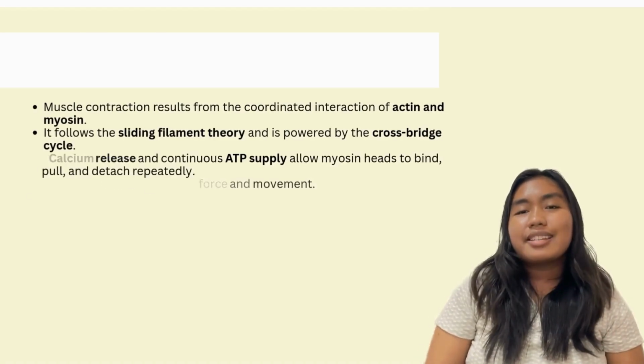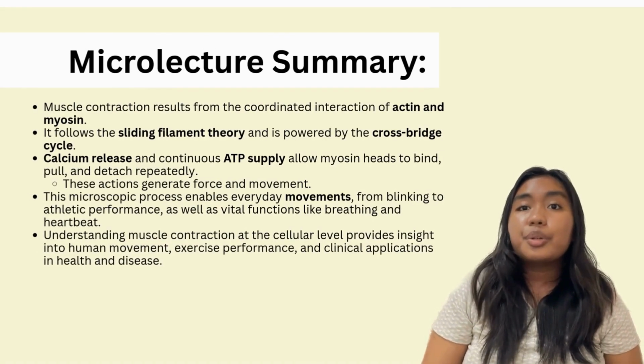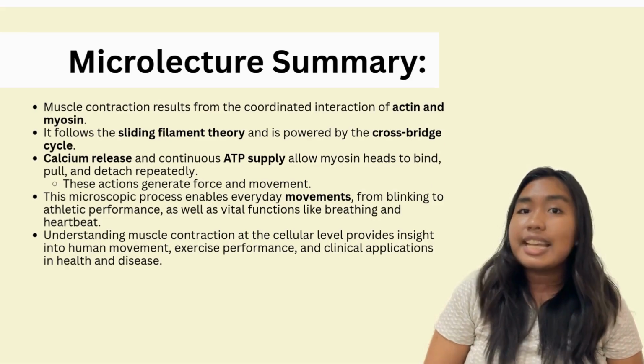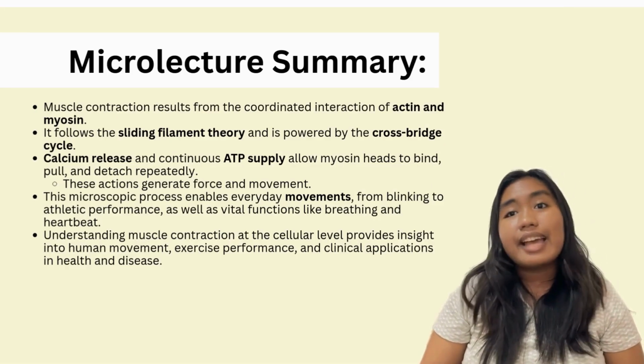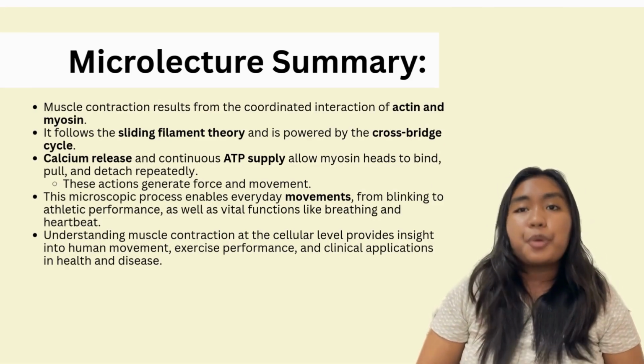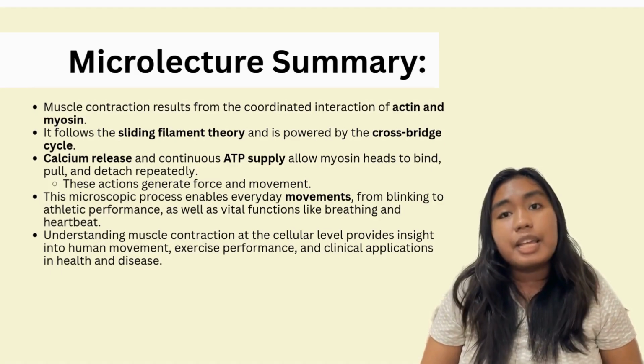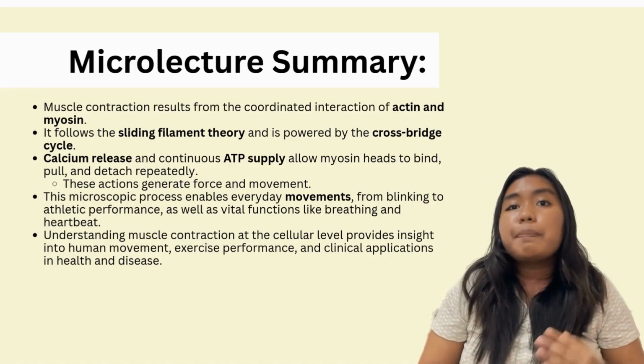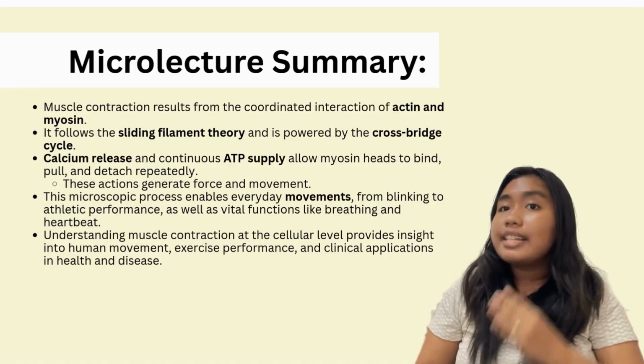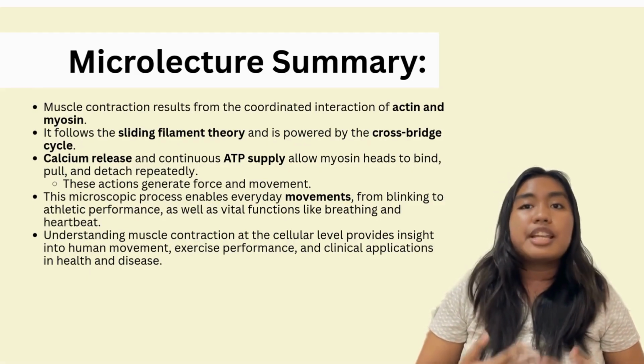To summarize, muscle contraction occurs through the coordinated interaction of actin and myosin, guided by the sliding filament theory and driven by the cross-bridge cycle. The release of calcium and a continuous supply of ATP allow myosin heads to repeatedly bind, pull, and detach from actin, producing force and movement.